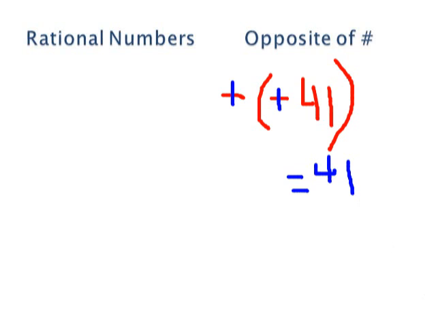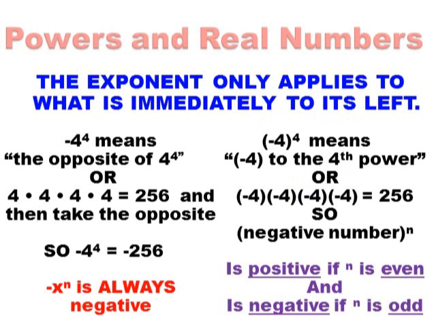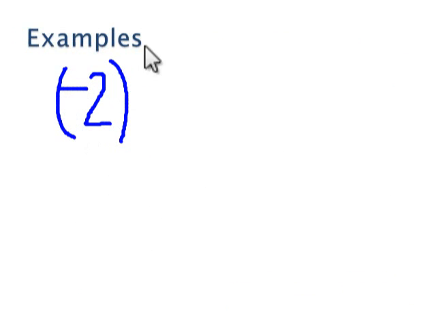Okay, so let's talk about powers now. I only have a few minutes left in this video. So the most important thing for you to remember is that the exponent only applies to what's immediately to its left. So you can read what all of this says right here, but I'm going to go straight to an example so that you can see how it all pans out. So let's say we have negative 2 in parentheses to the 6th power.